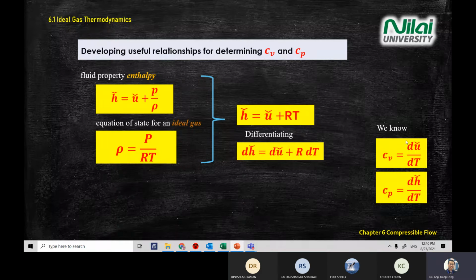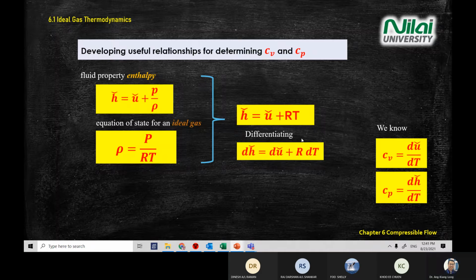Then recall the relationship of Cv. Cv is always a good friend with internal energy U. Cv equal to dU over dT. Cp is a good friend with enthalpy, so Cp equal to dH over dT. And we want to write this equation in terms of Cv and Cp.